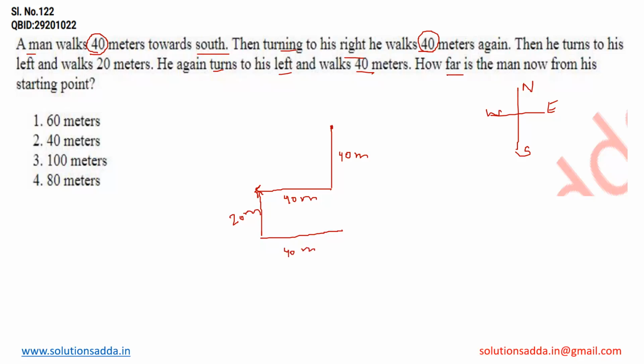How far is the man now from his starting point? So the starting point of the person is this, and how far is he now from his starting point to this current point? So 40 meters is here and you can see that 20 meters is here. This line is parallel, in the direction from south. It would be 20 meters distance so far. So by adding 20 plus 40 equals 60 meters. So you can say option number 1 is right.